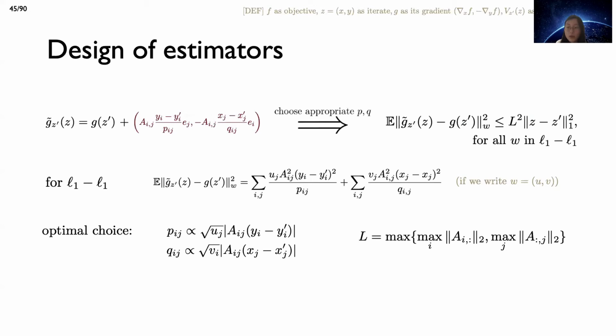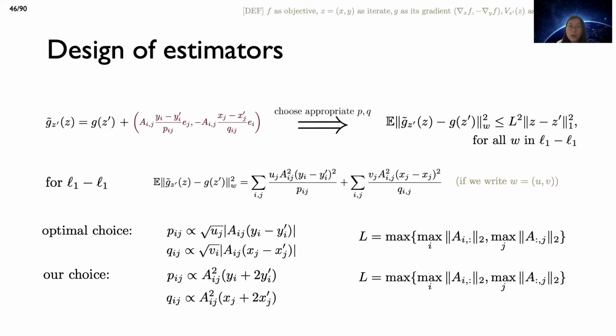However, this distribution choice is not implementable for several reasons. First, it depends on simplex variables U and V, which only come up in the analysis and may not be known by the algorithm. Second, it depends on differences between iterates, and we don't know how to efficiently modify our sampler to update differences after exponentiation. So instead, what we choose is a distribution in the following form.